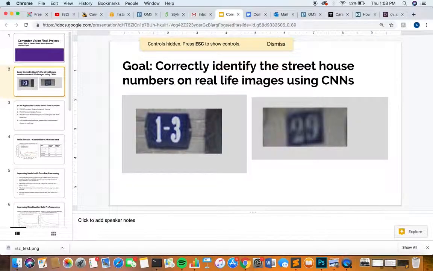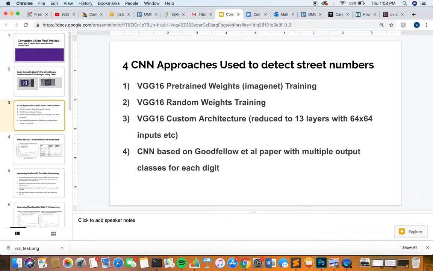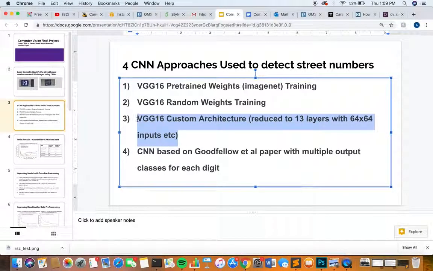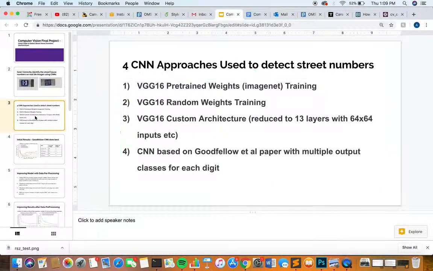For my project, I used CNNs to identify the street house numbers on real-life images. I used 4 different CNN approaches: VGG16 with pre-trained weights from ImageNet, then VGG16 with random weights, and then I built my own VGG16 custom architecture where I reduced the model to 13 layers with smaller inputs, 64 by 64. And finally, I built out a CNN based on Goodfellow's paper that had multiple output classes for each digit.